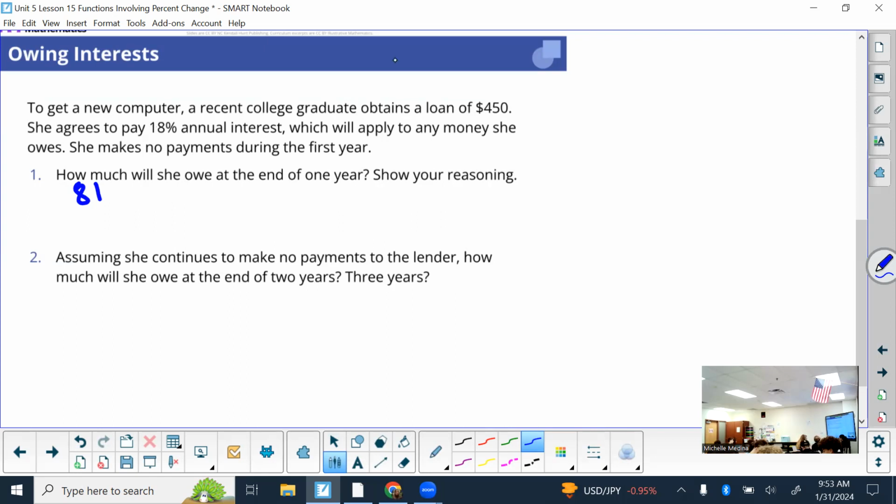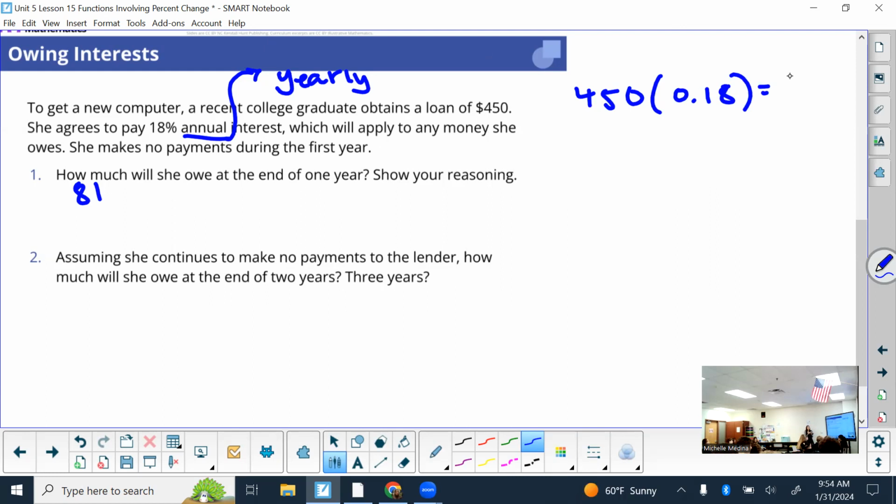So if she has $450 and it charges 18% annual interest, what does annual mean? Yearly. So if you didn't know that, I meant to tell you earlier, I just forgot. Annual means yearly. Biannual means 2 times a year, and so forth. But if it's 18% interest after 1 year, what is 18% of $450? How can I calculate that? Times it by 0.18. And is that where we got the 81?